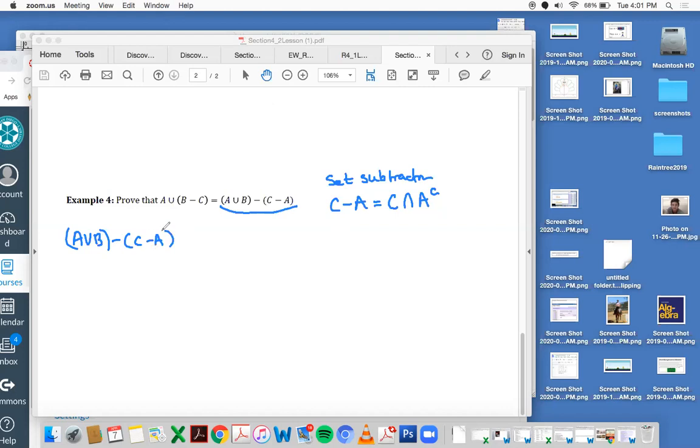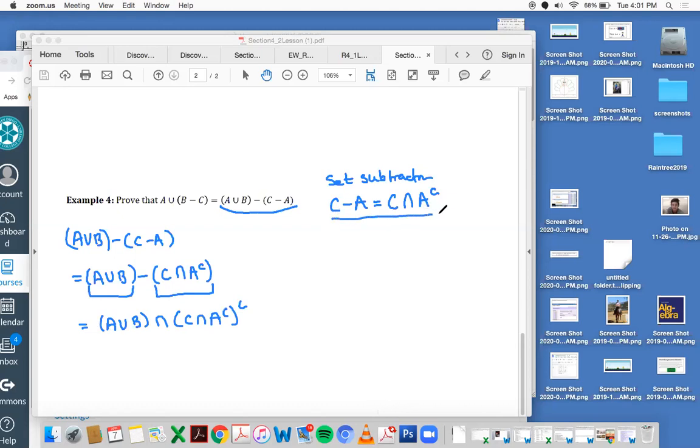All right, so let's first change this subtraction. So this is going to be (A union B) minus (C intersect A complement). Okay, and then let's change this subtraction. Basically you have this set minus this set. By the same rule, this changes into the first set intersected with the complement of the second set. That's from the definition of subtraction: the first set intersected with not the second set.